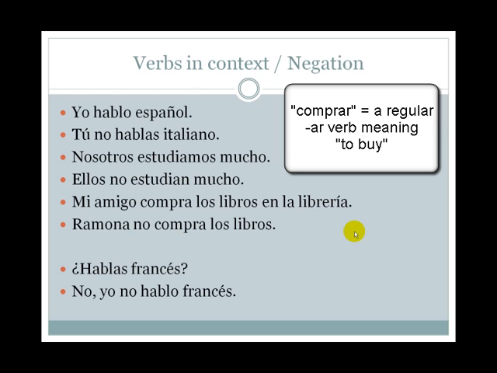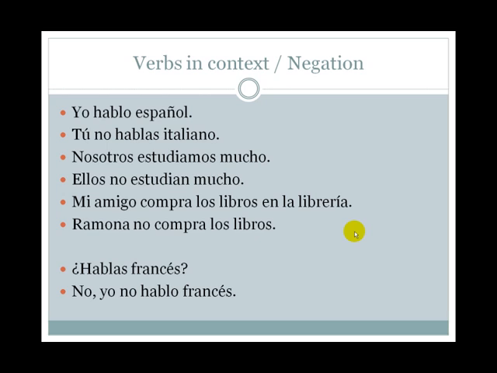Next sentence is the same. Because Ramona is third person singular, that could be replaced by the él or ella subject pronoun, we would use that conjugation, the a ending. Ramona no compra los libros.